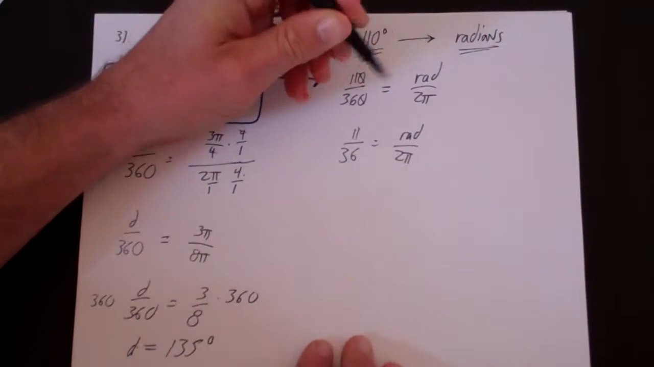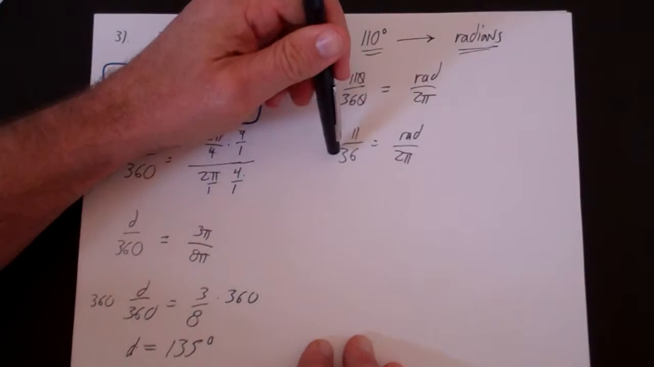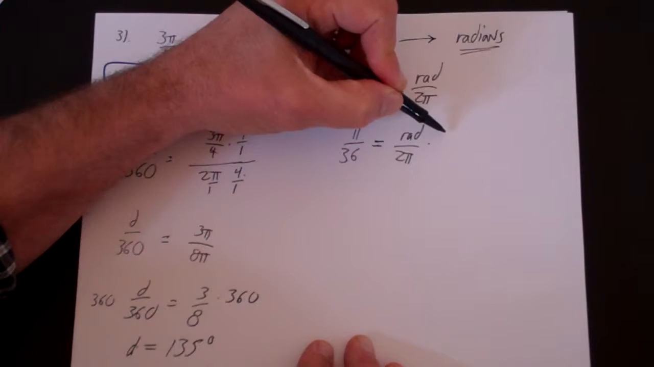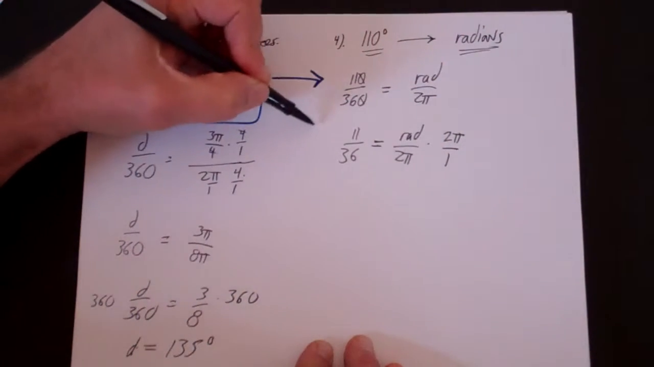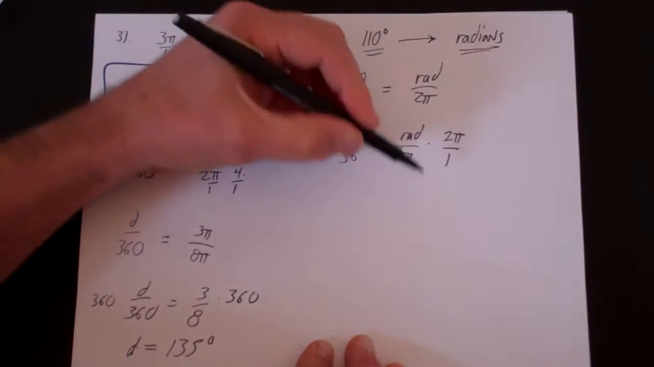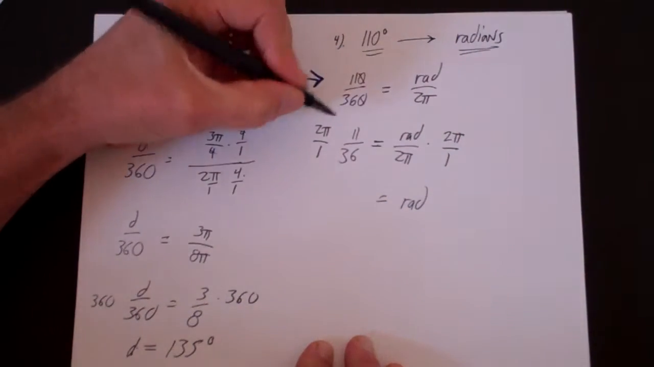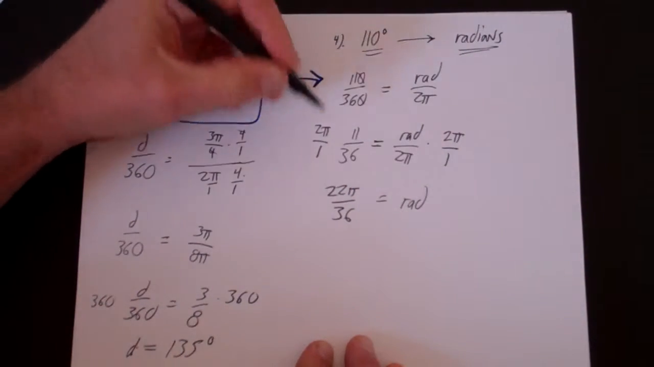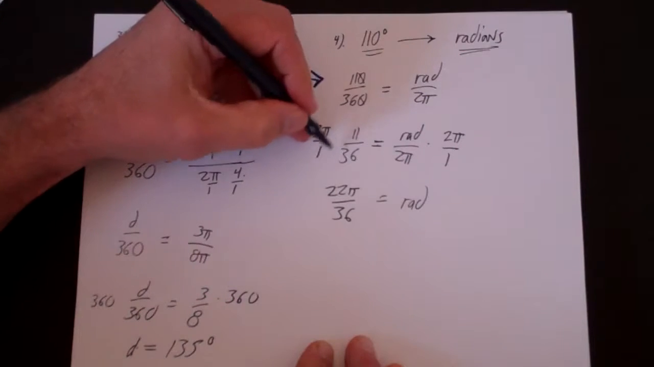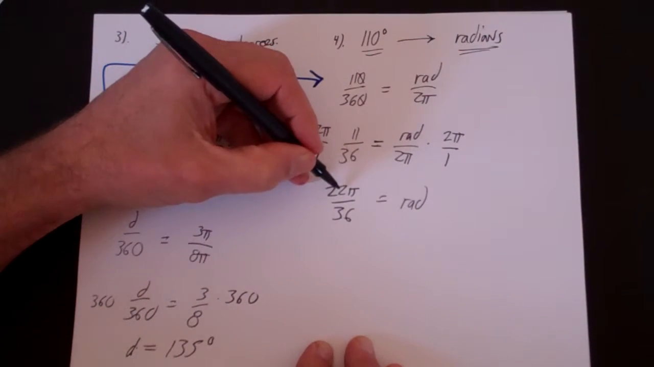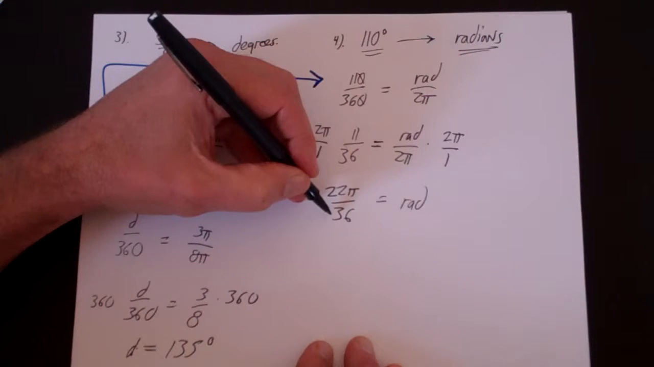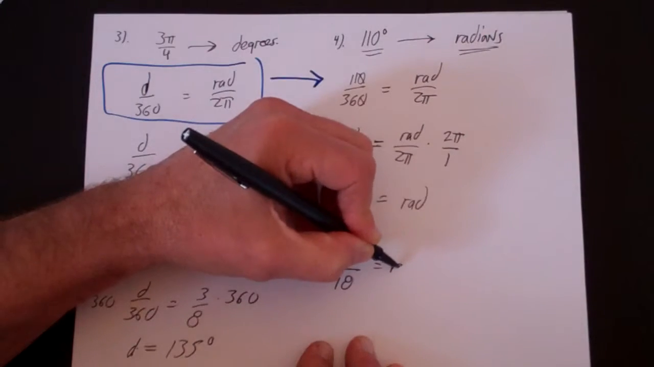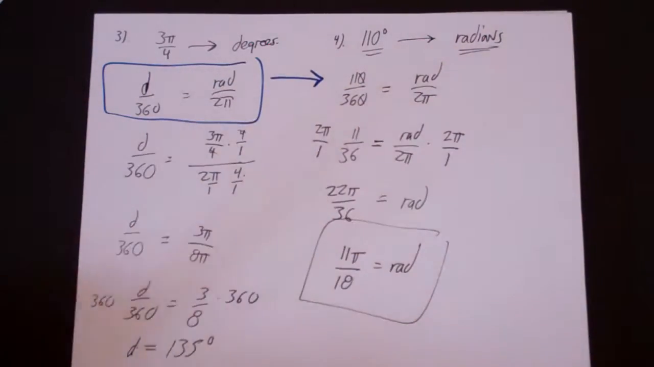Now be careful here. At some point, some people try to cross cancel. You can't cross cancel here. You could cross multiply, though, but it doesn't help you that much. I'm going to multiply this side by 2 pi over 1 and this side by 2 pi over 1, and I get radians is equal to 22 pi over 36. I could have cross-canceled here, but instead I just multiply, and I'm going to simplify now. Is there a number that goes into 22 and 36? 2 goes into both of them, and I get 11 pi over 18. That's what radians is equal to, and that's how you do it.